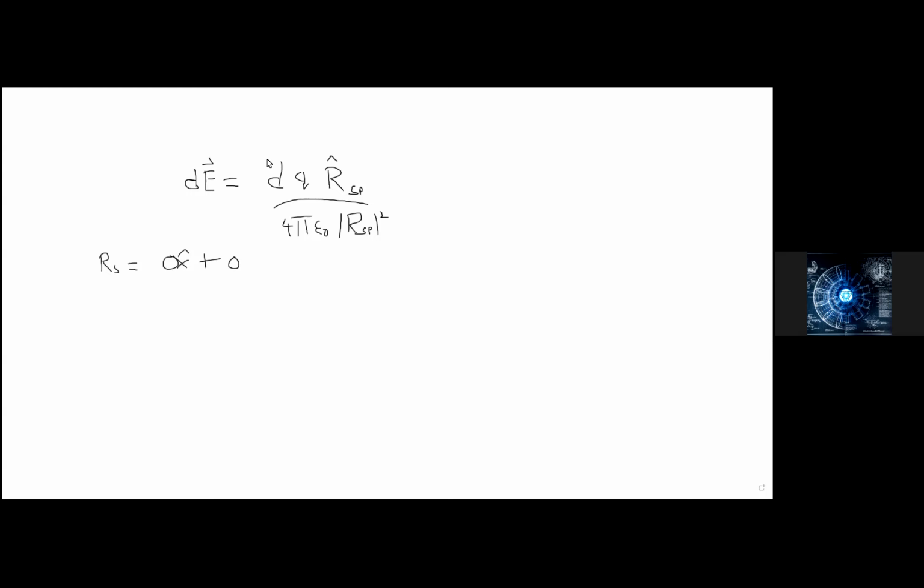At the end of the day, for this, choose something like CS to represent the C component of the source. So that's the integration variable.